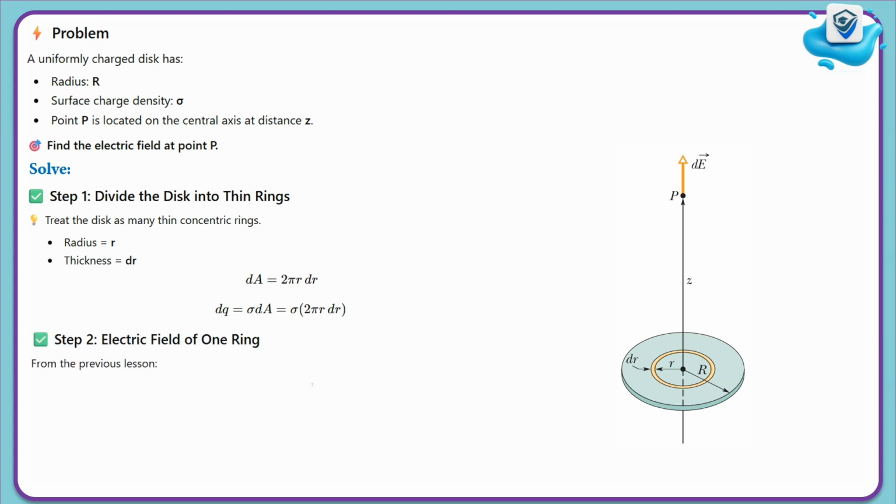Step 2. Electric field of one ring. Now we calculate the electric field produced by this small ring. Instead of deriving a new equation, we directly use the electric field formula for a charged ring that we proved in the previous lesson. Then we substitute the expression for dq into that formula. After simplifying, we obtain the differential electric field ready for integration.